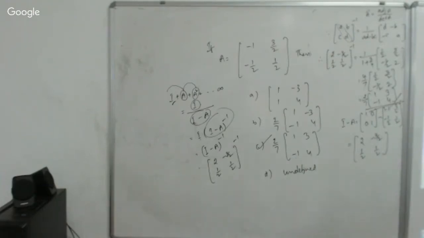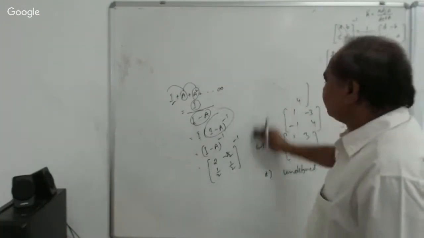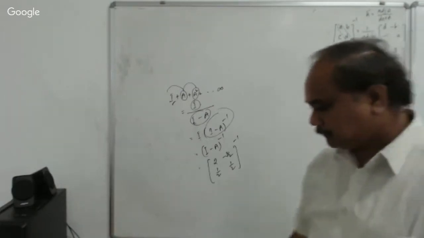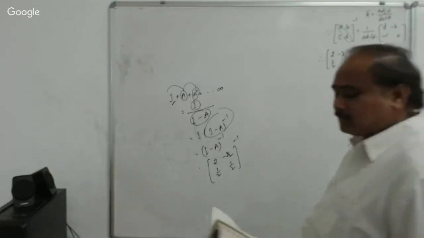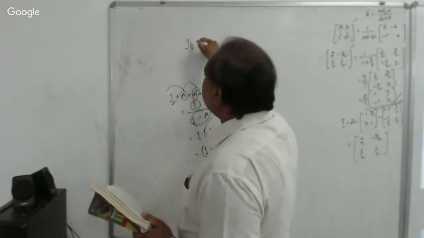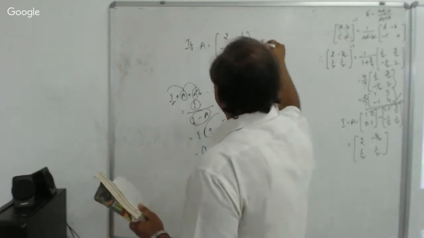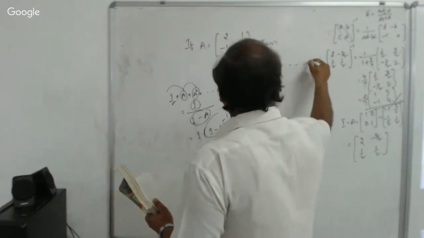Is it over? Next question. If A equal to [2, 1; minus 4, minus 2], then I plus 2A plus 3A square and so on up to infinity equal to dash.